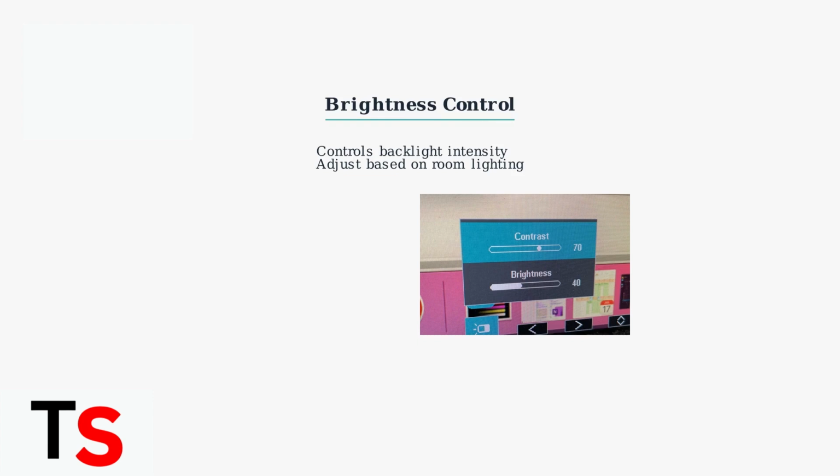Understanding monitor settings helps you optimize your Sceptre display for any task. We'll start with the fundamental display controls that affect your viewing experience. Brightness controls the intensity of your monitor's backlight. This setting should be adjusted based on your room's ambient lighting to prevent eye strain and ensure comfortable viewing.